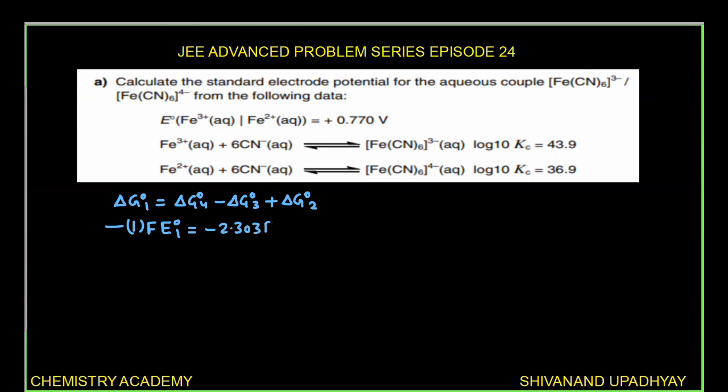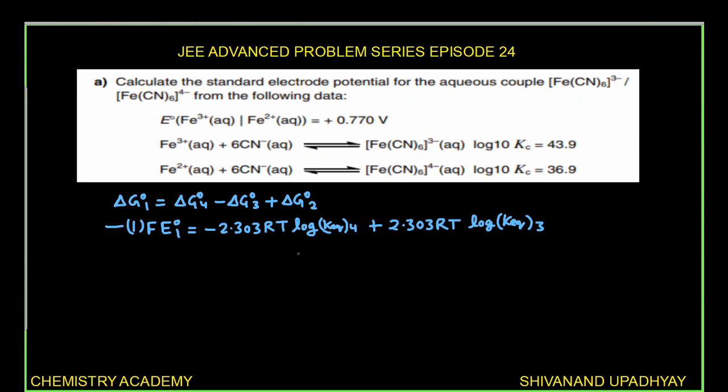2.303 RT. Why am I taking 2.303? Because they have given the value of log, so the base is 10 here. That's why I'm writing in this form. RT log of the equilibrium constant for the fourth reaction, K equilibrium for the fourth reaction. And for the third reaction, this minus and minus will become plus. So this is 2.303 RT log of the equilibrium constant for the third reaction.